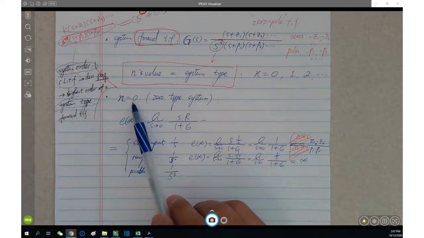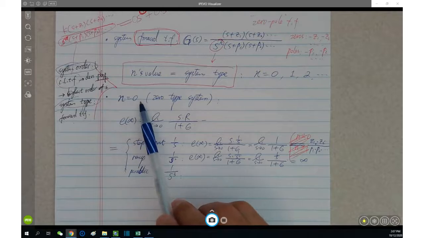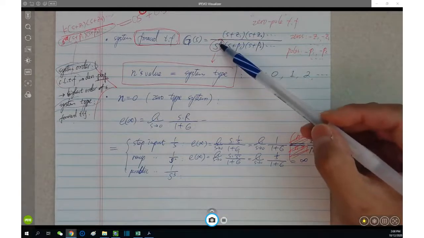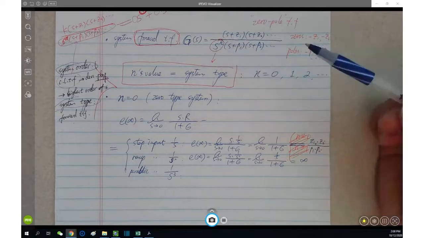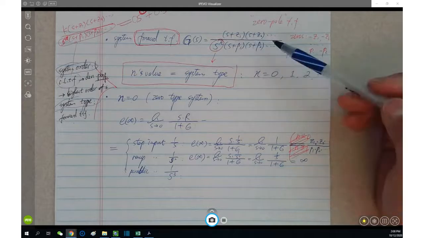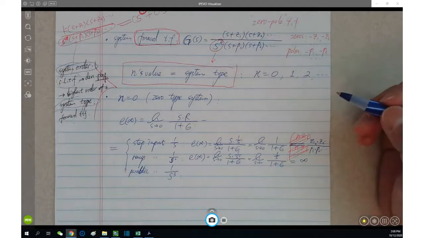No. Never forget the root, which is n equals 0. You understand what I mean? So here is 1. Does it make sense now? You plug s equals 0 into here, and then just like you said, it equals a certain constant value.